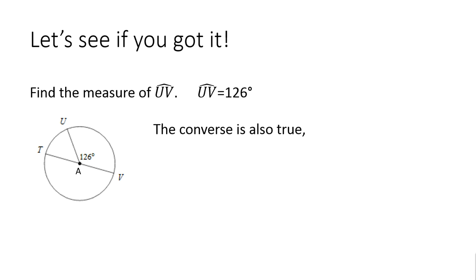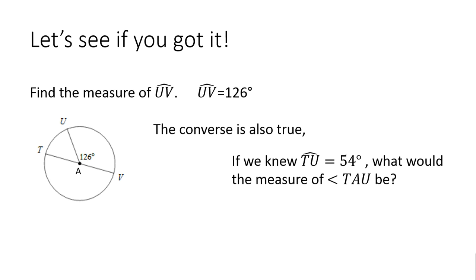The converse is also true. If we knew that the arc TU was 54 degrees, what would be the measure of angle TAU? Since they have to be the same, angle TAU would be 54 degrees. So this angle right here would be 54 degrees.